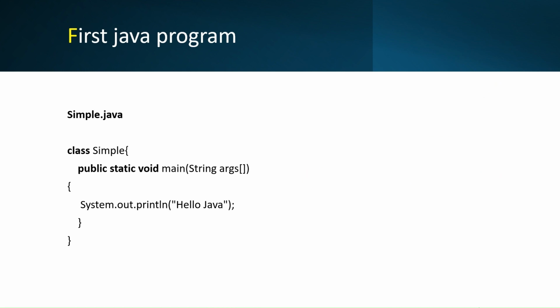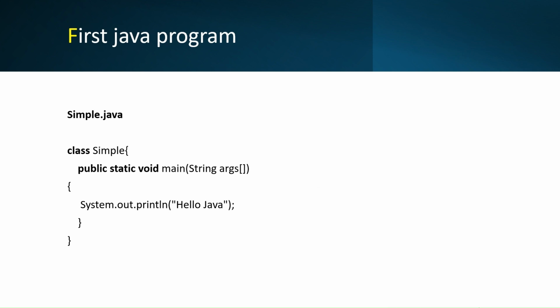In this program, we have a class named Simple. Within this class, there's a method called main, which is the entry point of any Java program. Inside the main method, we have a single statement that prints Hello Java to the console. The public static void main(String[] args) method is where the execution of our program begins. Let's break down each component to understand its significance.